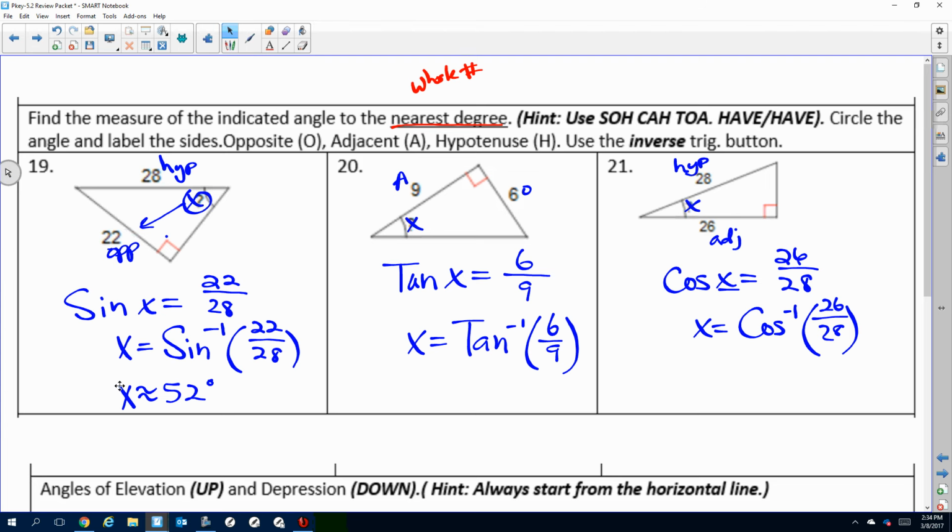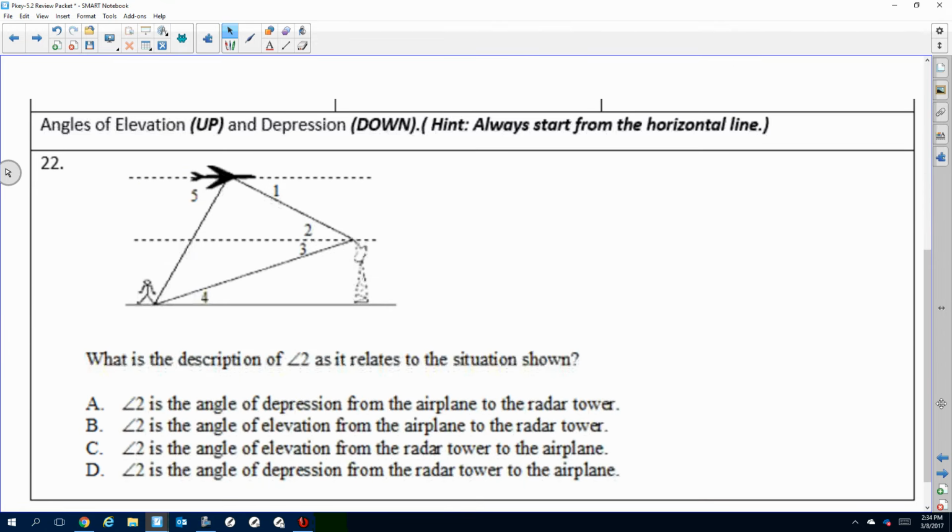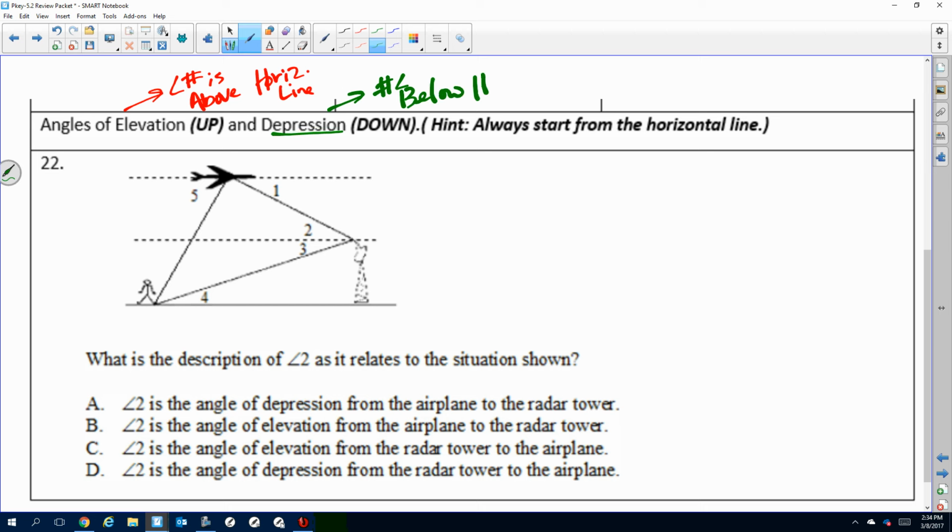All right, so our next question, and you're basically going to have a question that's kind of like this. We're reading off the graph, off the picture. Angle of elevation is up and depression is down. Another way to think of it: if it's angle of elevation, the number of the angle is above the horizontal line, that's usually your dotted line. If it's angle of depression, that means the number of your angle is below the horizontal line.